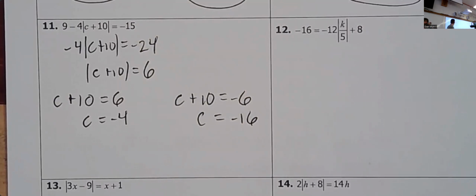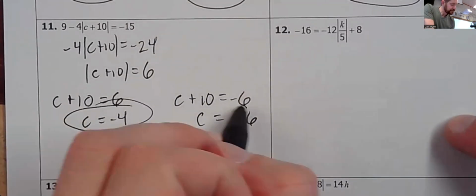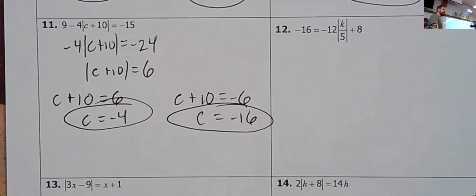Negative 16. Negative 16 plus 10 is negative 6. Absolute value of that would be 6 times negative 1. Negative 24 plus 9 is negative 15. So those both check out as well. So we haven't had any extraneous solutions yet. Everything that we've got an answer for so far works with the original equation.